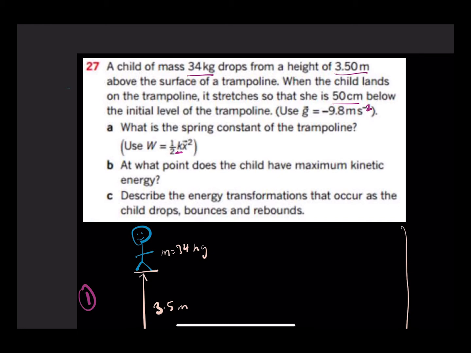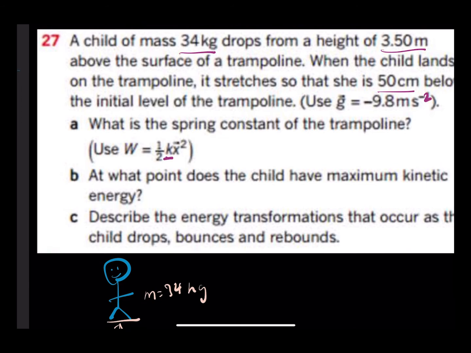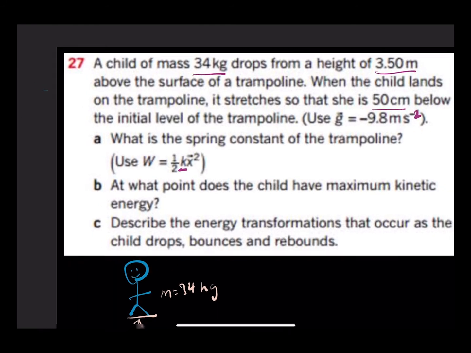So in part A, we've got a work formula. In part B, we're talking about kinetic energy. And in part C, we're talking about energy transfers and transformations. So we're going to be wanting to look at this scenario in terms of energy considerations. We're also going to be using an equation that we haven't seen before, and that's this work equation here. So this is an equation for work done on or by a spring, so that includes trampolines, that has been compressed or stretched by a distance of x.